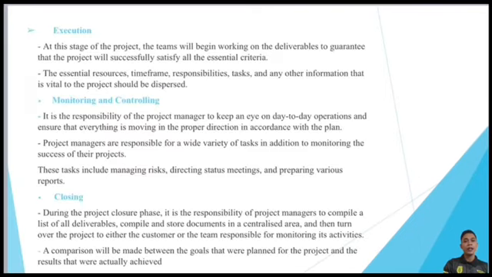Next is execution. At this stage of the project, the teams will begin working on the deliverables to guarantee that the project will successfully satisfy all the essential criteria. The essential resources, time frame, responsibilities, tasks, and any other information that is vital to the project should be dispersed. Next is monitoring and controlling.